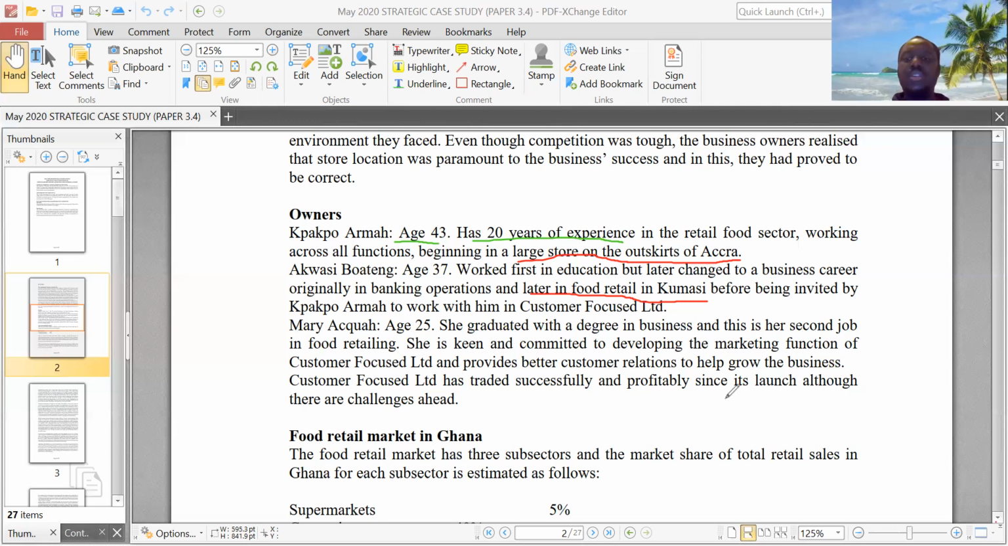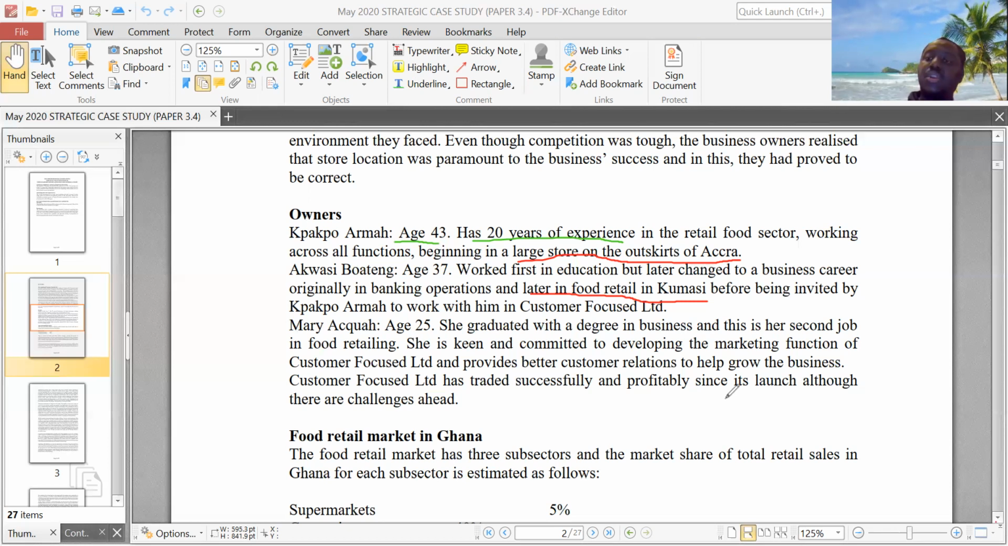challenges ahead. So the good thing is that this company is doing amazingly well at the moment. Let's hope that nothing tragic hits them. So yeah, that's it about the owners. Kpapo has a lot of experience. He's worked in different functions when it comes to the food retail space.